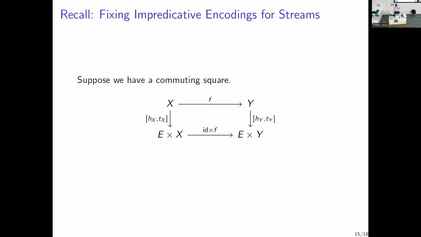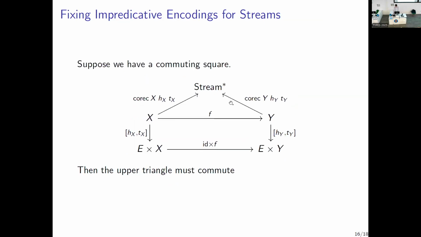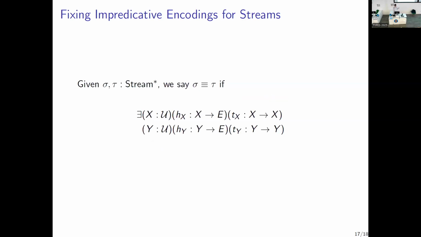So what we in essence want to do is suppose we have two co-algebras, X and Y, and a co-algebra homomorphism between them. Then we want this upper triangle to commute. So we want to define an equivalence relation on the underlying streams so that we can guarantee that this upper triangle will commute. Now we can ignore the boring diagram and start looking at interesting formulas, because who doesn't want to see long formulas?